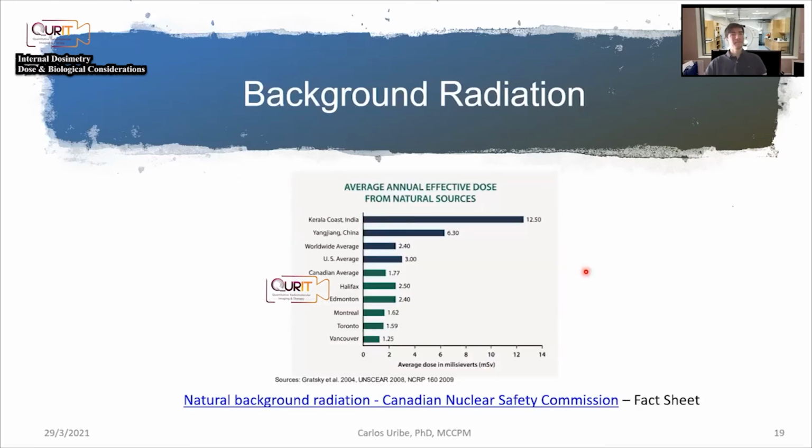Again, from the same publication, there's the average annual effective dose from natural sources. It depends a lot on where you live. For example, if you live on the Kerala coast in India, you can expect to have 12.5 millisieverts a year of natural background radiation. Here in Vancouver, where I'm based and some of us are based, we can expect about 1.25 millisieverts from background radiation.